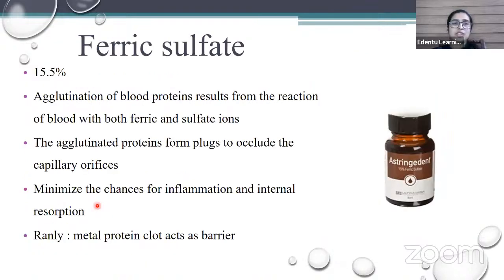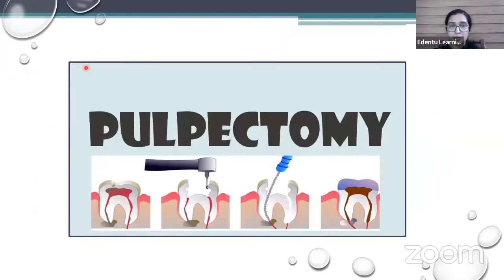Then to continue with ferric sulfate, in which we use 15.5% ferric sulfate, it is mainly the agglutination of blood proteins that results from the reaction of the blood with both ferric as well as sulfate ions, and the agglutinated proteins form plugs to occlude the capillary surface orifices. So basically, we have a metal protein clot that has been formed as a barrier. That is what you have to understand in the case of this ferric sulfate. So that was regarding pulpotomy. I hope you all have understood the different materials that you have to use as well as the classification. Now to continue with the pulpectomy procedures.